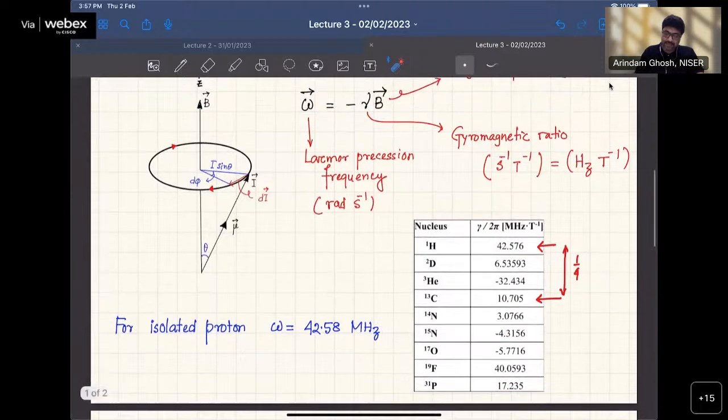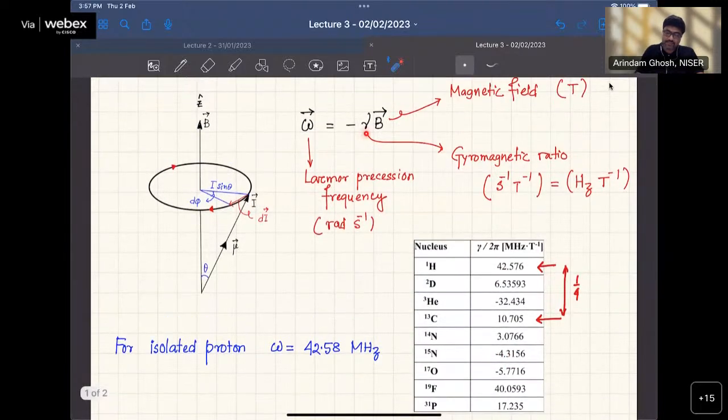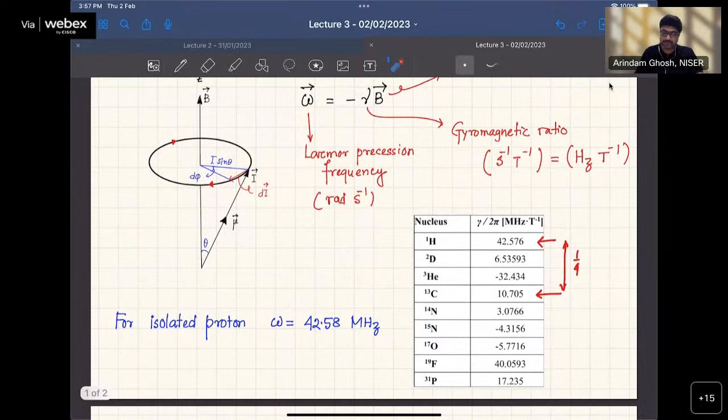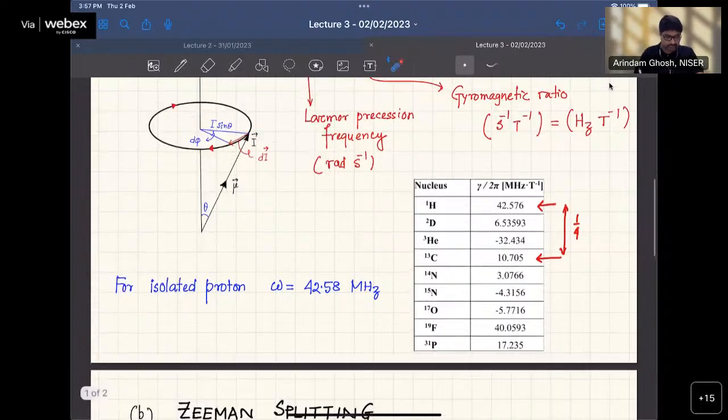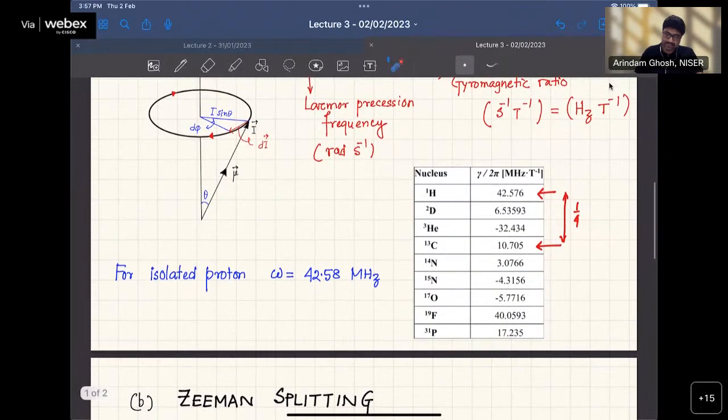So obviously, as we have this particular gamma being changed, for a particular B we have different Larmor frequency. So in a 400 megahertz spectrometer, carbon will be about 100 megahertz, 15N will be about 10 megahertz, and so on and so forth. Another important thing is that you can see that gamma for a few nuclei is positive and for a few nuclei it is negative, right?